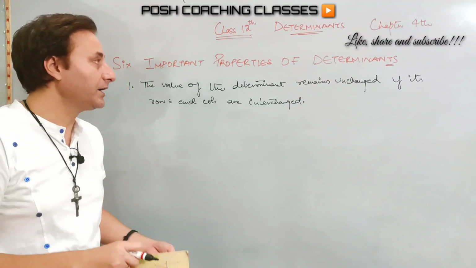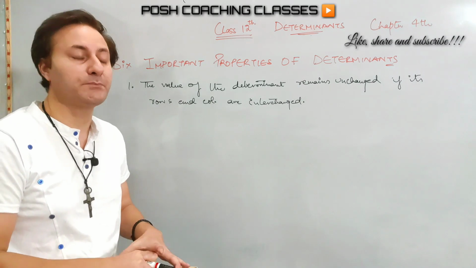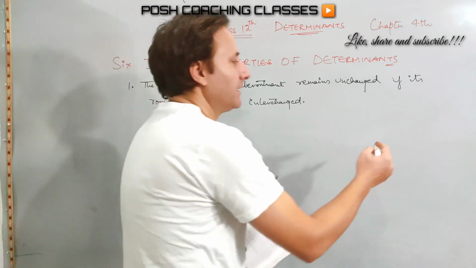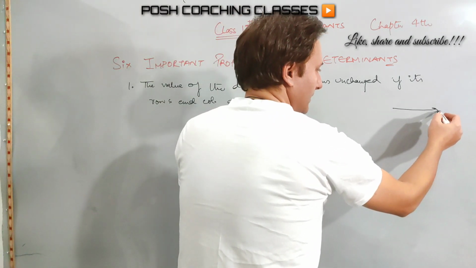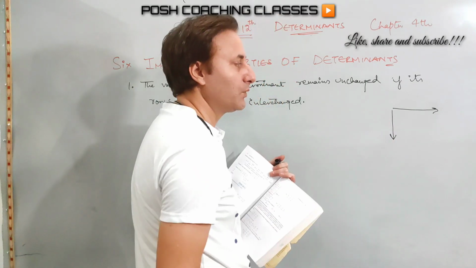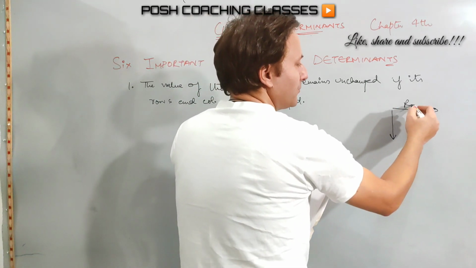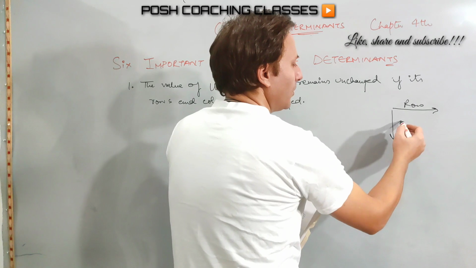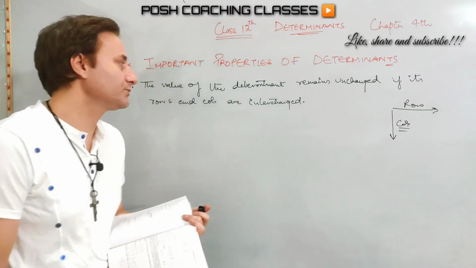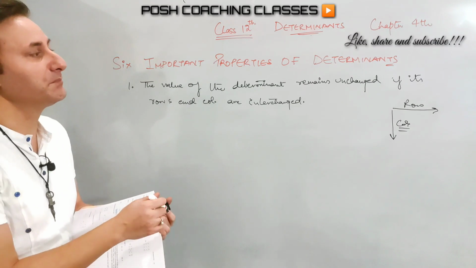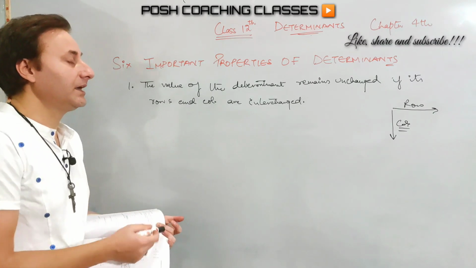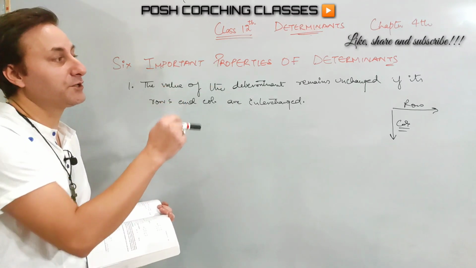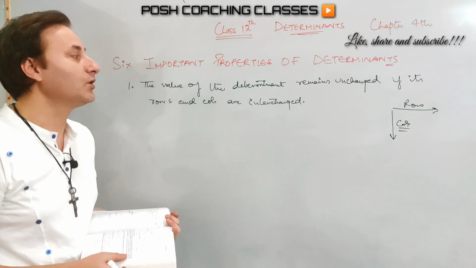If you are done with the previous chapter, matrices, you must know what a row and what a column is. If something is horizontal, you are talking about rows, and if it is vertical, then it is a column. So you need to remember this. The property says the value of the determinant remains unchanged if its rows and columns are interchanged. You can find the value with the help of a row or column, it is your choice.